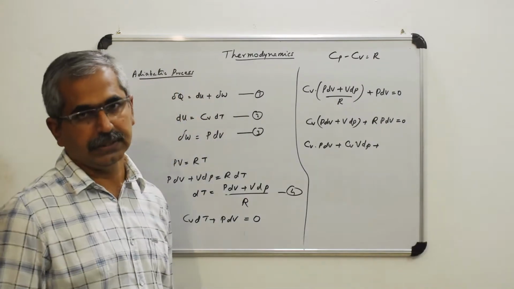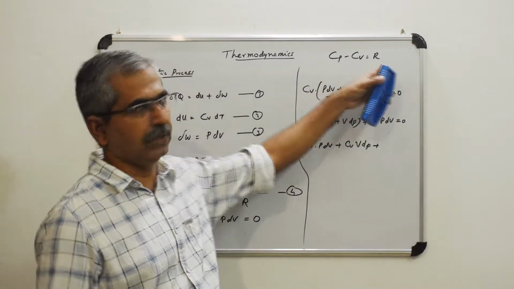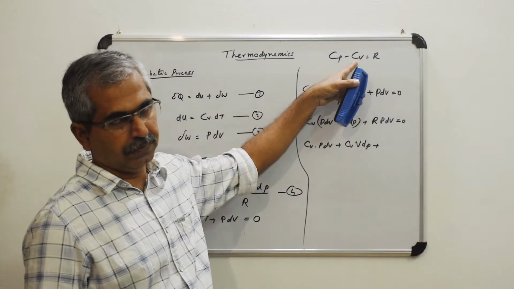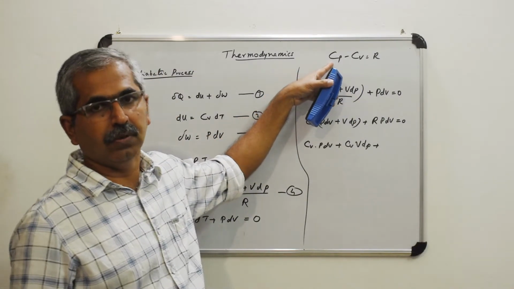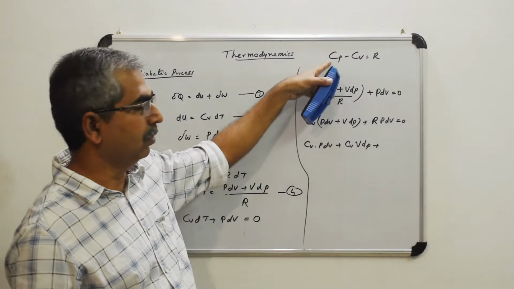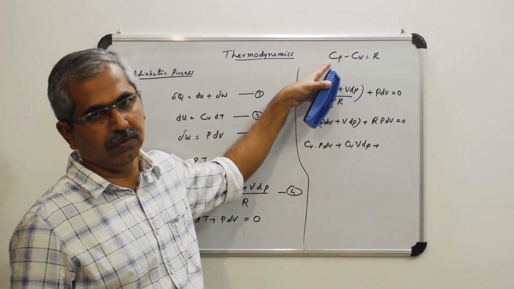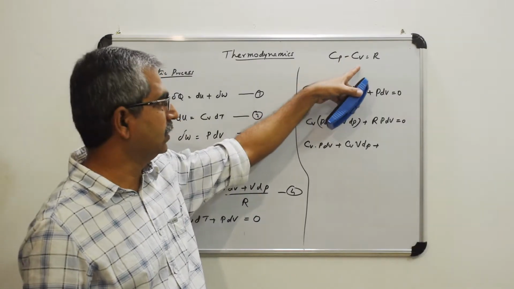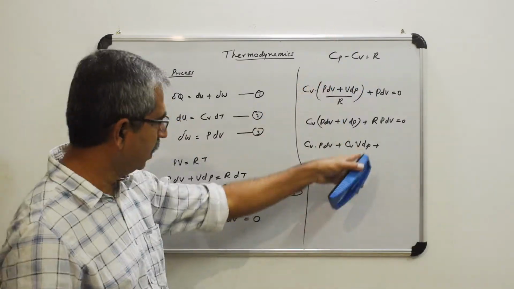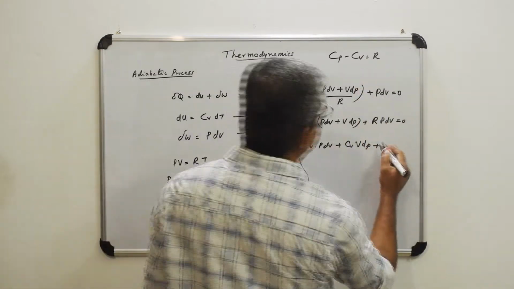That is called Mayer's relation. Okay, Cp minus Cv equal to R, where Cv is the specific heat at constant volume and Cp is the specific heat at constant pressure. Okay, so in this constant pressure there will be external work done. That is why Cp is greater than Cv and the difference is equal to R. You can put the value there: R is equal to Cp minus Cv.